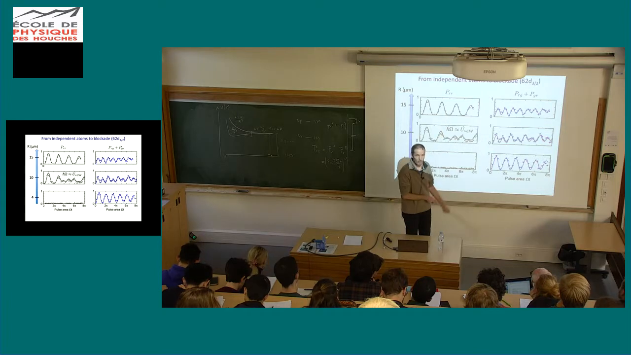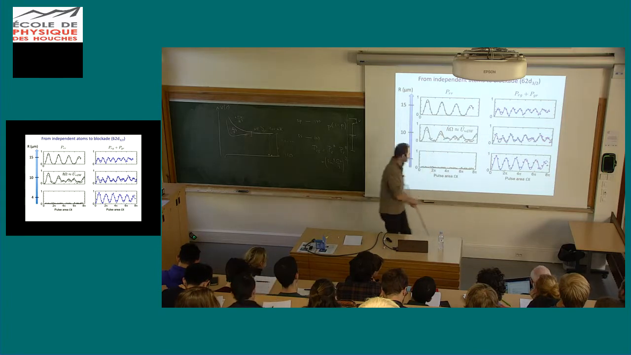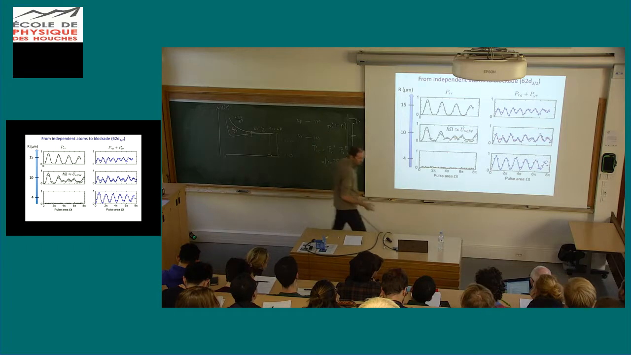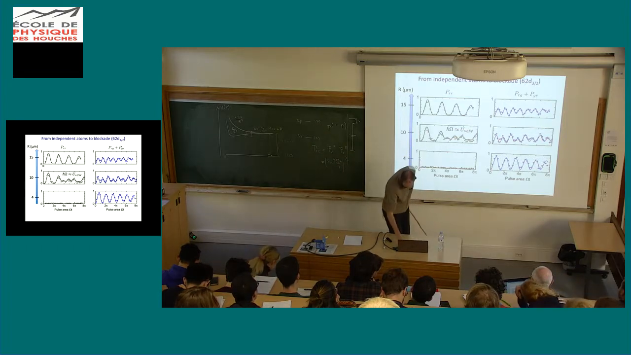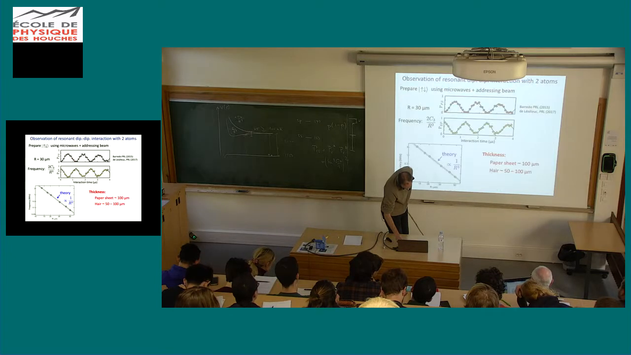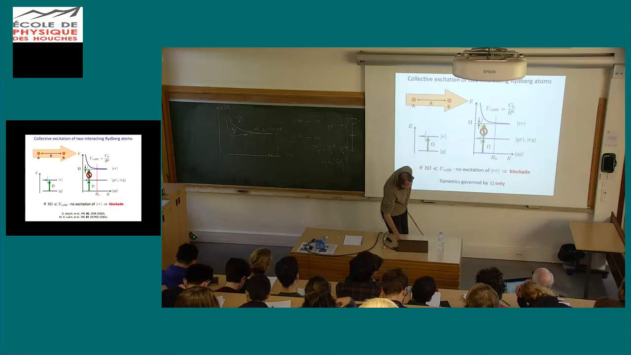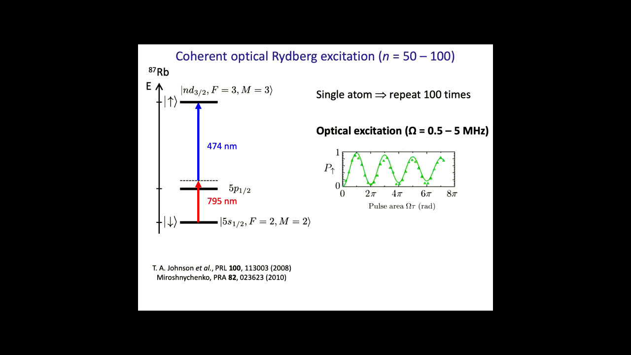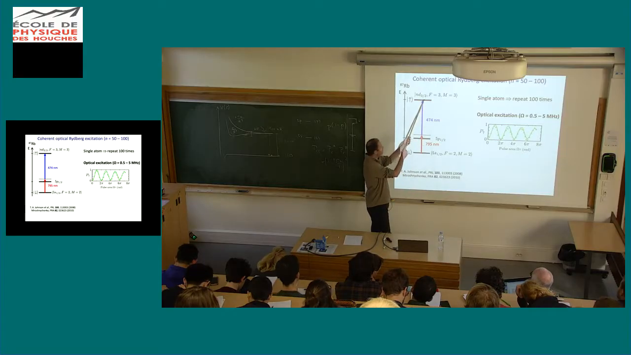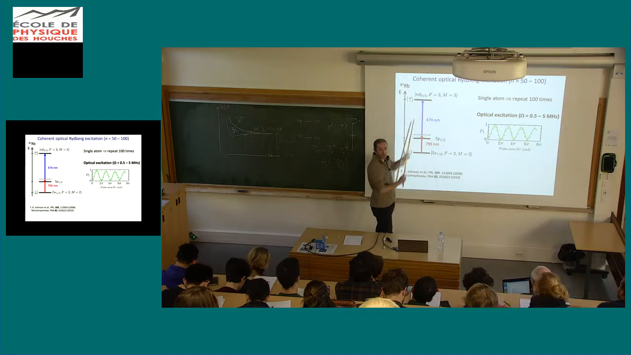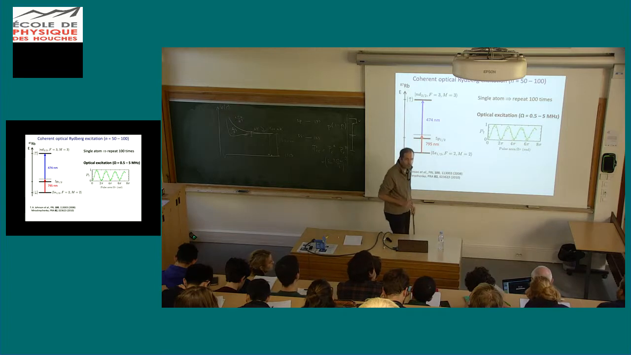The lower state is the ground state. We perform this Rabi oscillation between the ground state and the Rydberg state. And this is what I showed you earlier. So this is really the ground state of the atom going to the Rydberg state. So this is a Rabi oscillation on this transition when I include the fact that this atom moves. So there is only one Rydberg state involved here. Okay?